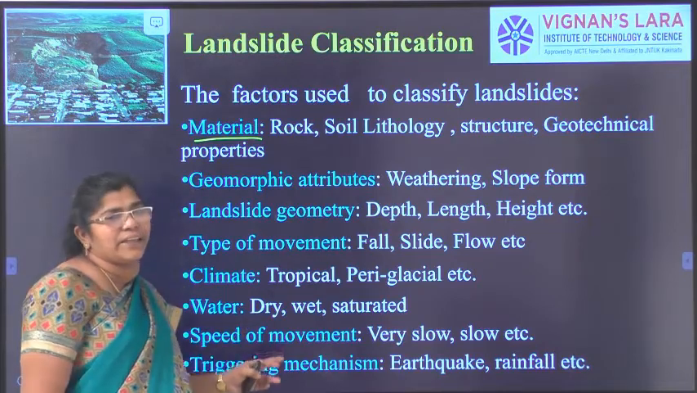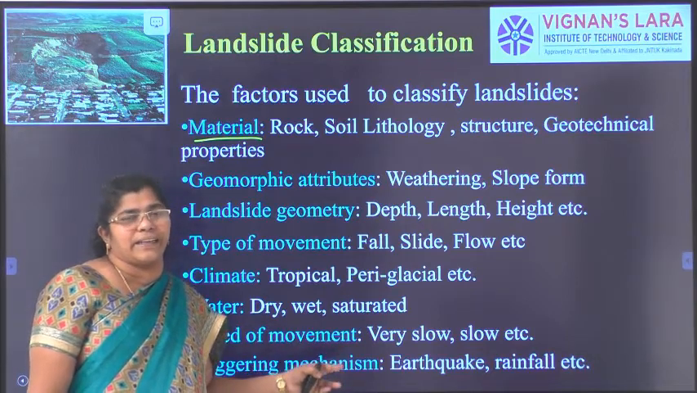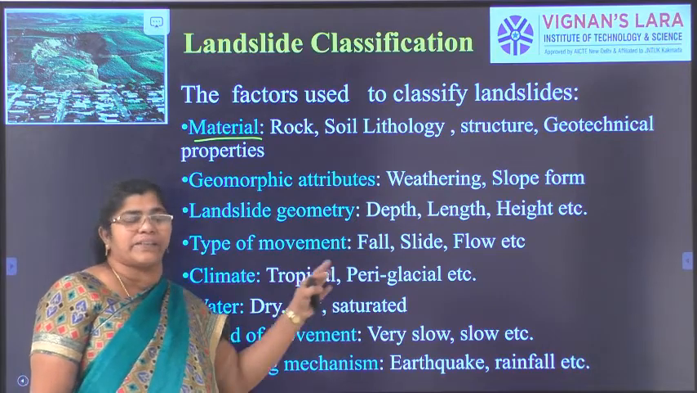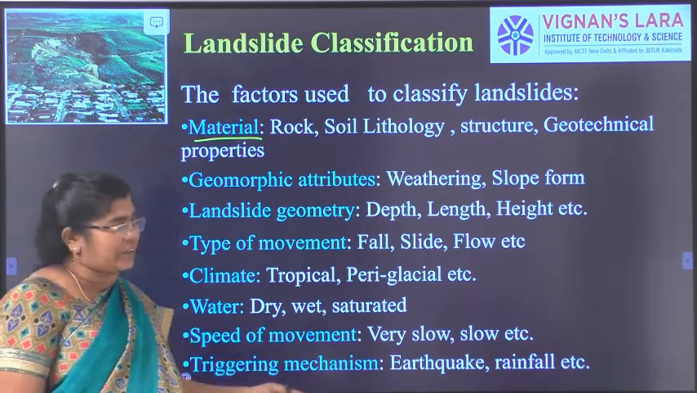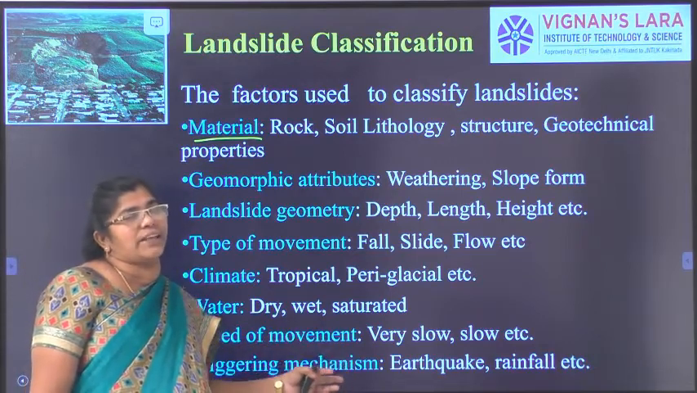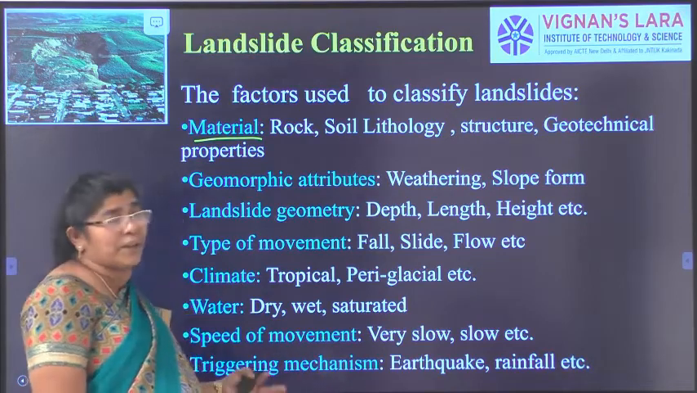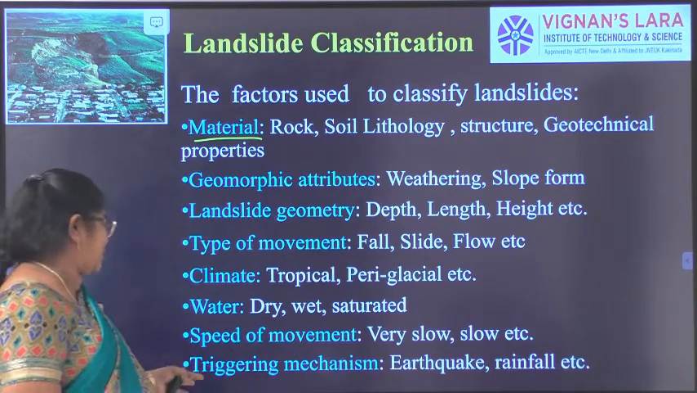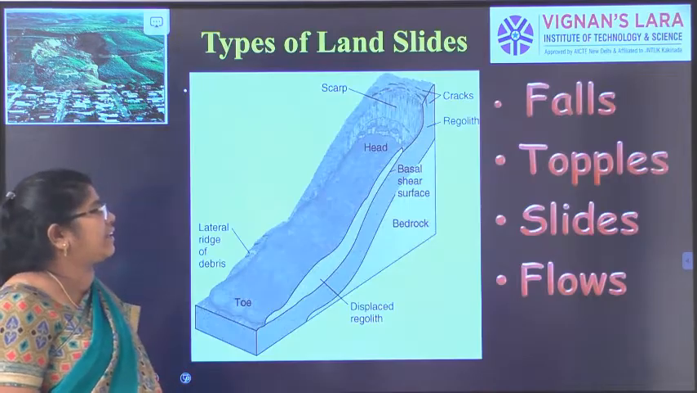Then the climate, whether it is a glacial climate or a tropical climate. In a tropical climate there will be mostly creep, and in a glacial climate there will be glaciers. And when there is rain, in these two places there will be heavy landslides. Water: whether it is a dry slide, wet slide or saturated slide, it is always saturated. Speed of the movement: as we saw, rapid flow is very fast, creep means very slow. The speed of the movement is proportionate to the damage caused by the landslide. Triggering mechanism: whether rainfall or an earthquake is triggering the landslide.